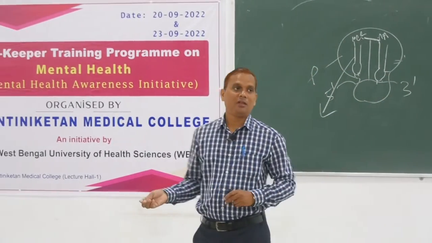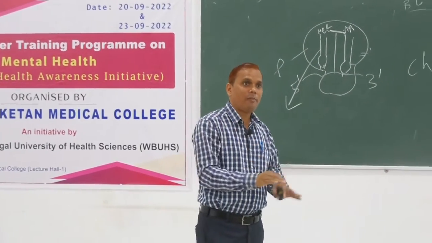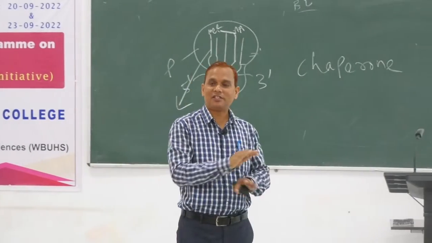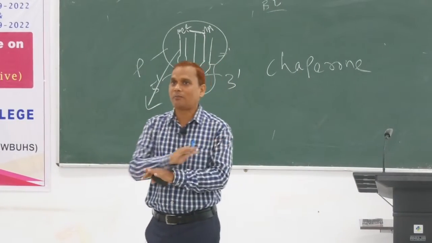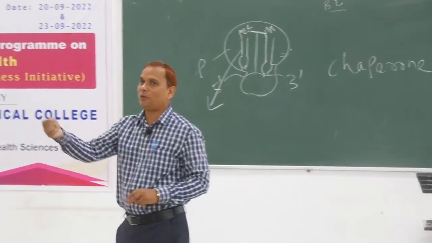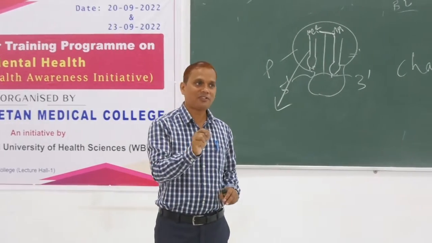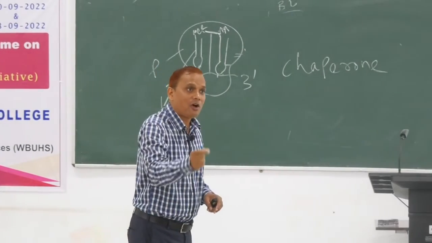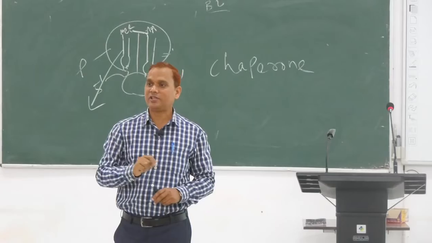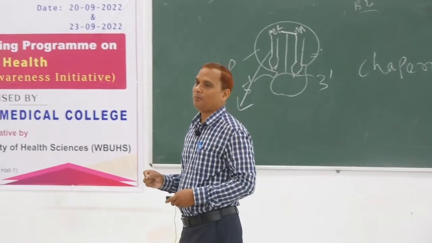Suppose the folding is not proper. After all these things, suppose the folding is not proper. That means the protein will be an aberrant protein. It will not be a functional protein, and it may cause diseases. That is called prion diseases.